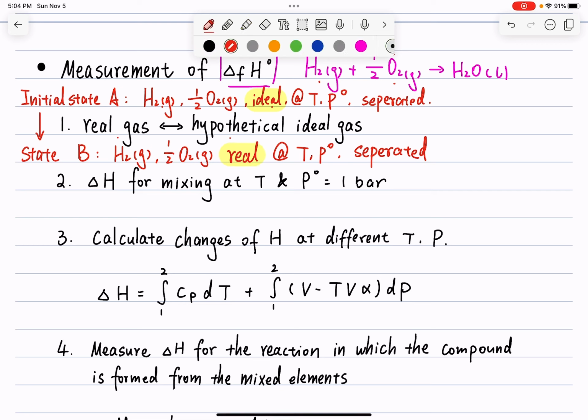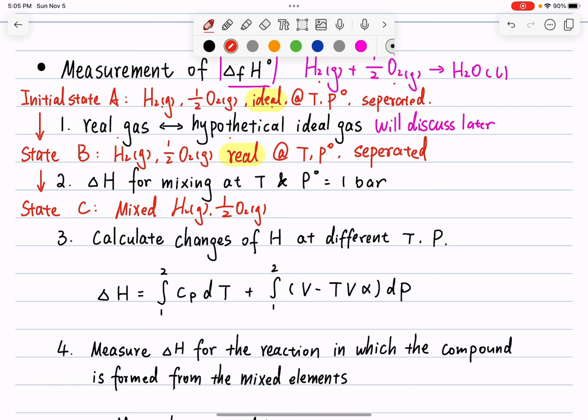All right, and in this case, that's something we will talk about later. Next one will be our state C. That is the mixing of your hydrogen gas and your oxygen gas at some temperature and your standard pressure, T and P0. And this process is something you can measure experimentally.